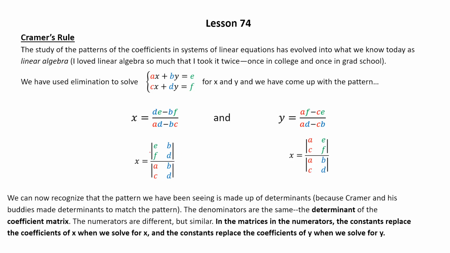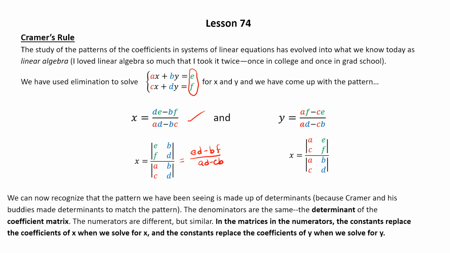The numerator is the same exact determinant, except instead of having the X coefficients in the first column, you put the constants in the first column. And then you work that out, and it becomes ED minus BF over AD minus CB. And that's what we had here.